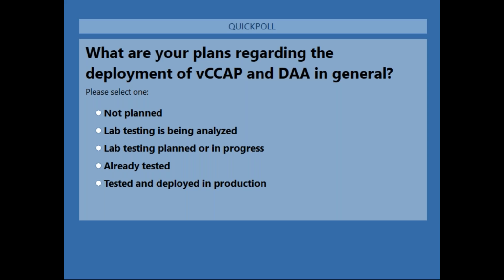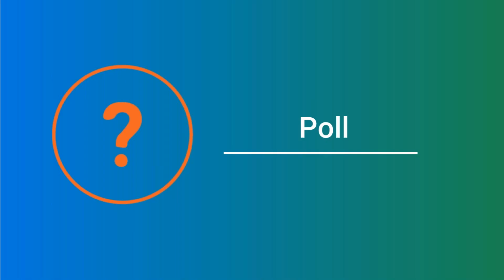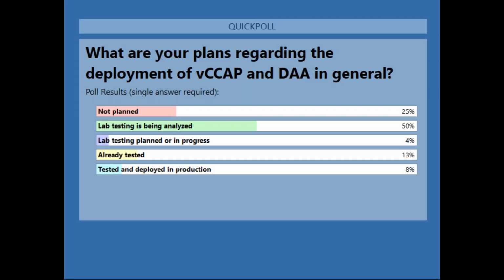Excellent, excellent. So let's see what our audience have to say about this. And let's see here. So 50% of you shows that lab testing is being analyzed. So, wow, then followed by not planned at all. So what do you think of that, Robin?